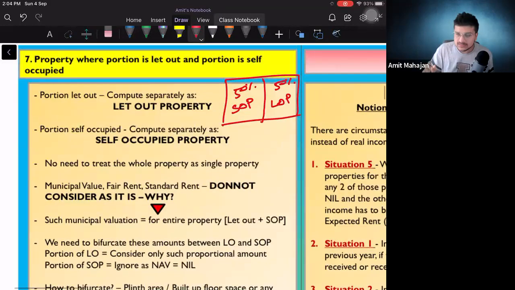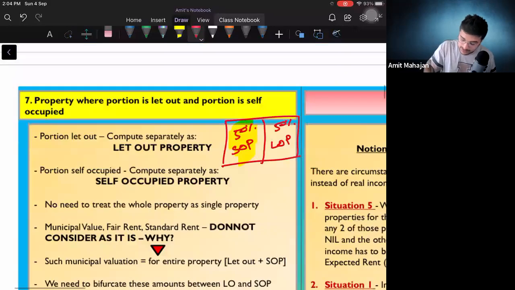Now, where will you consider this? Municipal value or WOSUP? Will you consider that municipal value in self-occupied property? You will not. Why? Because my NAV is 0. But you will use that municipal value for let out property. For example, that municipal value is 1 lakh. F is fair rent, and fair rent is 2 lakhs and standard rent is 1 lakh.